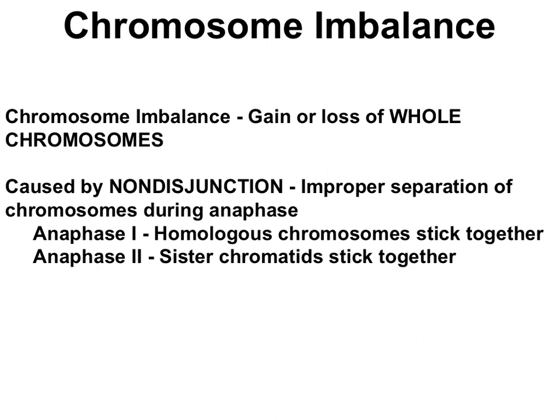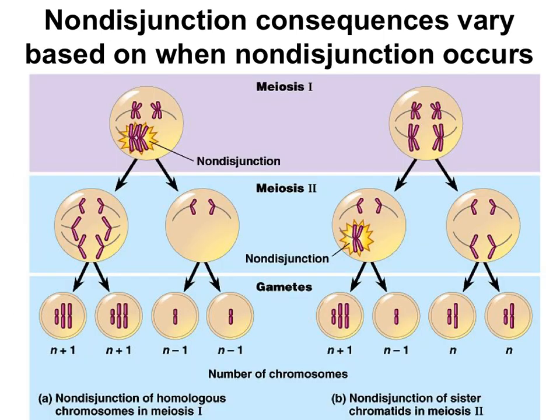Non-disjunction can also happen because of an error in anaphase 2 if sister chromatids stick together and don't separate. Here's a diagram showing non-disjunction. On the left, you see non-disjunction in anaphase 1. These two homologs don't separate. If you follow through meiosis, you see that all of the gametes are messed up. These two have an extra chromosome, and these two are missing a chromosome.